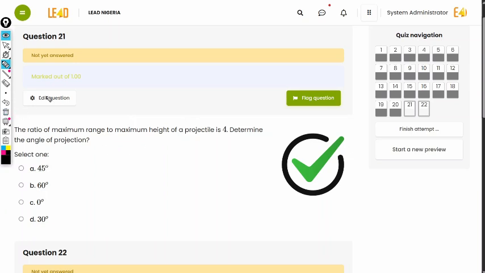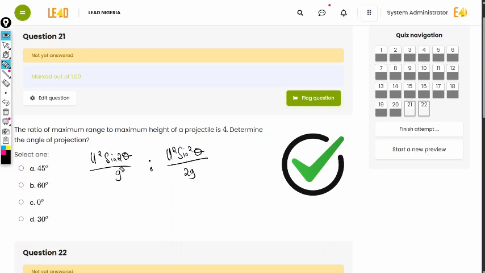The other way is to find the ratio of the 2 formulas. The maximum range is given by u squared sine 2 theta over g, and the maximum height is u squared sine squared theta over 2g.